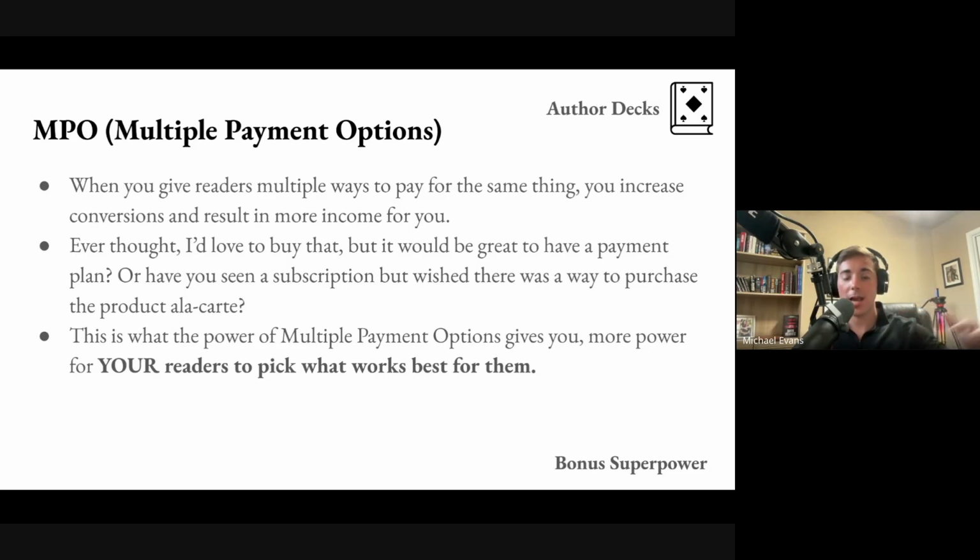So he's just getting extra revenue every day, which brings me to bonus superpower number 5, which is multiple payment options. This is when you give readers multiple ways to pay for the same thing. I'm going to say that again. It's when you give readers multiple ways to pay for the same thing, and you increase conversions and result in more income for you. And this happens 100% of the time.